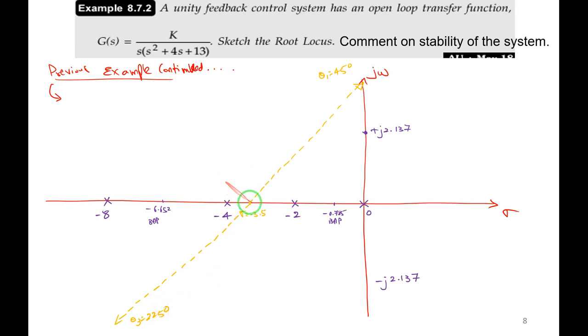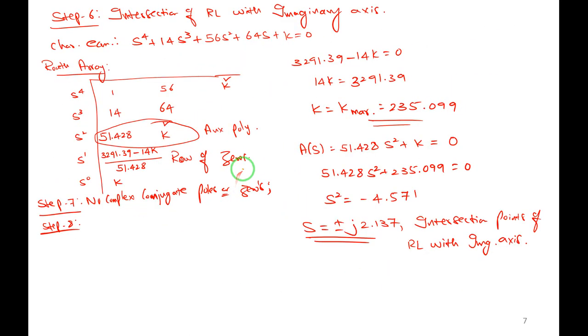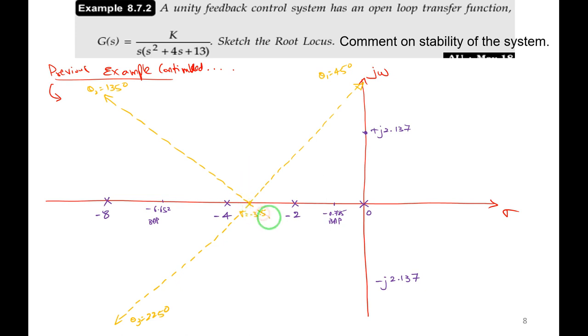The next is 135 degree, measure it. From here you measure it, it is 135, theta 2. So this is theta 2 and it is 135 degree. Let me check it. 45, 135, next 315, just extend it, 315 degree. So theta 1, theta 2, theta 3, theta 4, right?